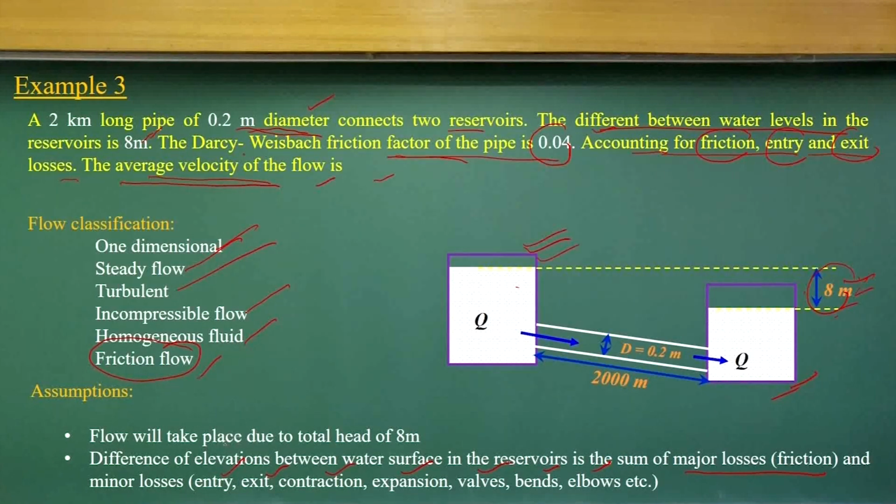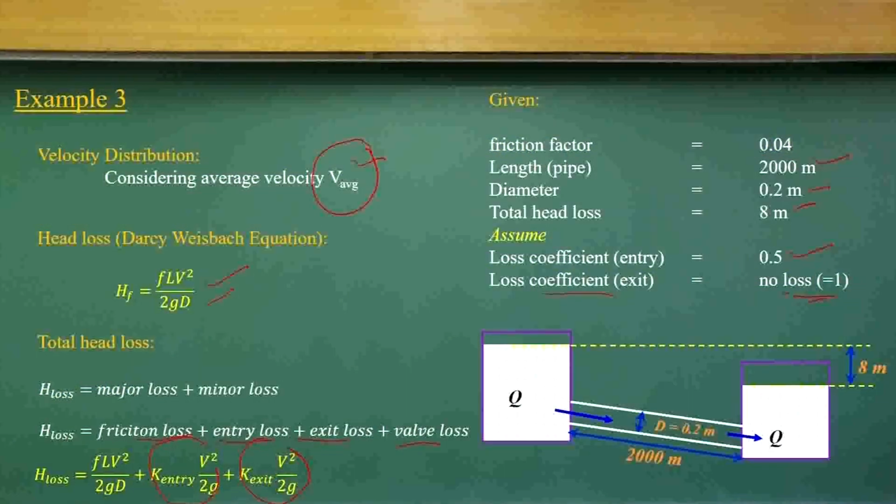So, we can say the flow will take place with total energy losses of 8 meters, and this will account for major losses, which are the friction losses. The minor losses here are the entry and the exit losses. That is the additional thing we will consider, but other losses we will not consider in this case, as given in the problem. So, the friction factor data is given, the length of the pipe, the diameter and the total head loss.